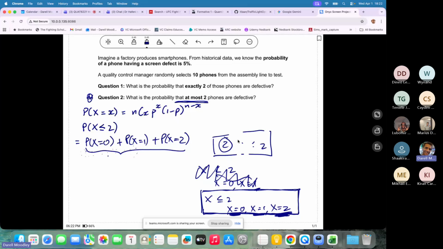Now, we already worked this part out in question 1. So I'll just rewrite that value. This probability of X equals 2, we did it in question 1. And that value is 0.0746.